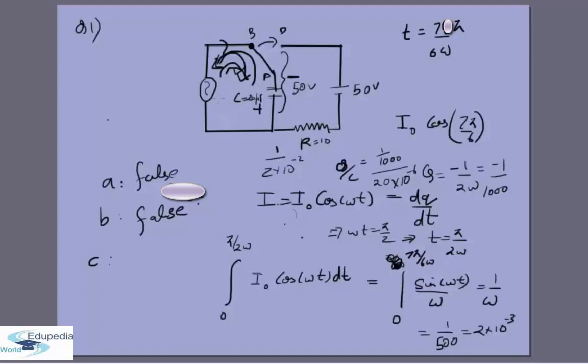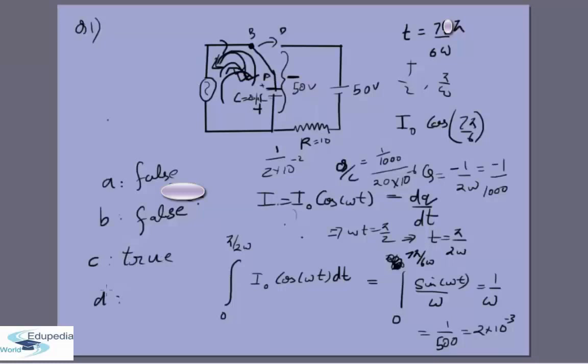Initially the current is going like this, so the upper plate is positive, the lower is negative. After capital T by 2 or pi by omega time, it reverses, and then this is negative and this is positive. So the potential difference across this is 100. Therefore, the current across this is 10. So this is true. And D is Q is 2 into 10 to the power minus 3.